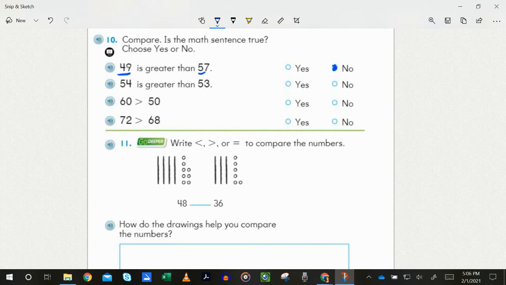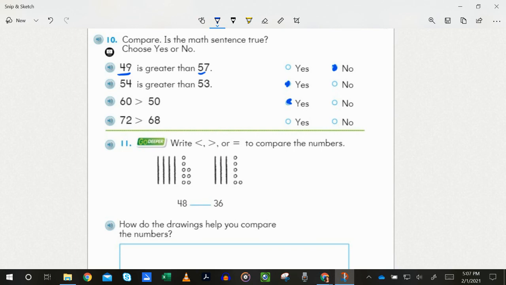Okay, next we have 54 is greater than 53. That one is yes. Okay, 54 has 4 ones, is greater than 53, 3 ones. The tens are the same, so we had to look at the ones on that one. Okay, next we have 60 is greater than 50. Yes, that is true. Crocodile's eating the correct number there. He's going to eat the one with 6 tens, not just 5 tens. We didn't need to worry about the ones, but the ones are the same.